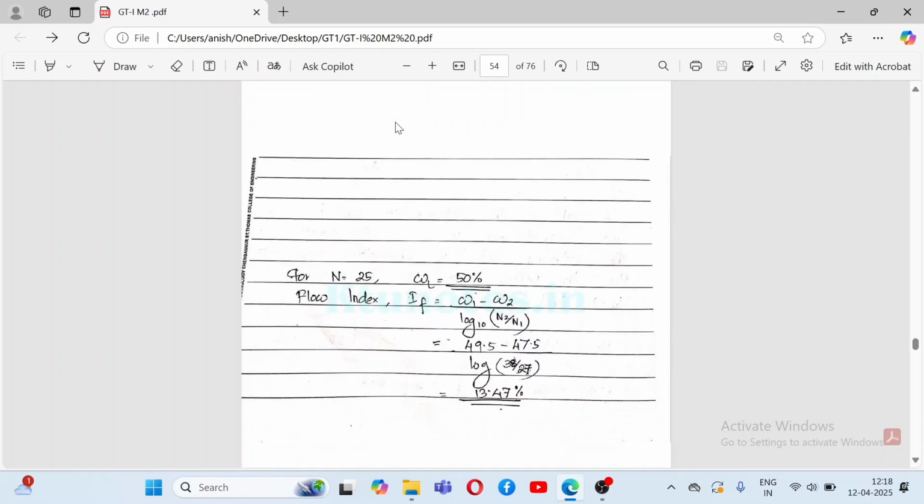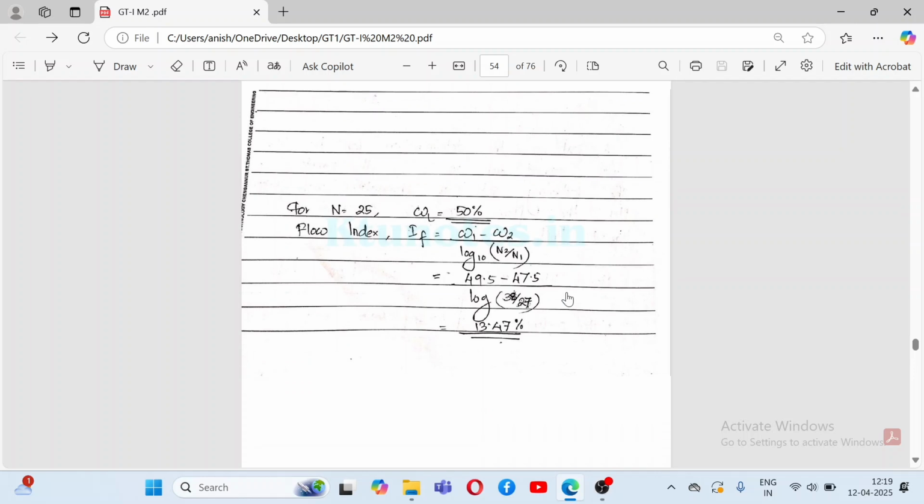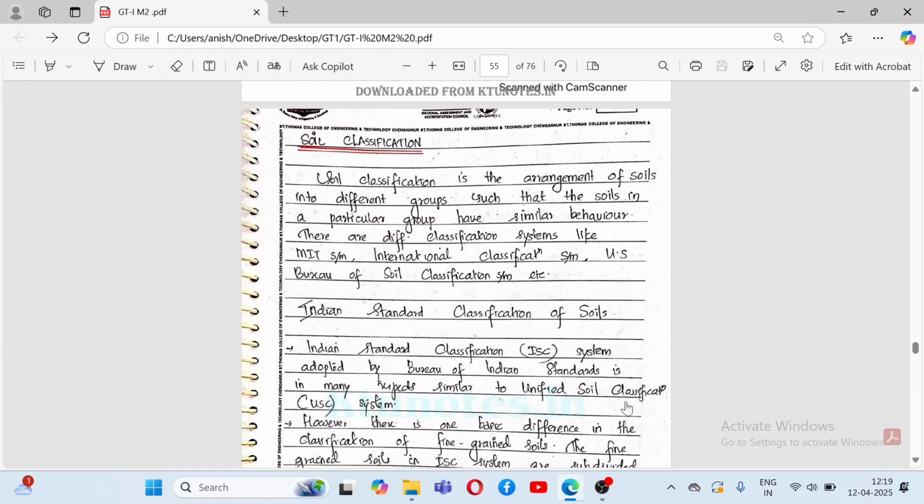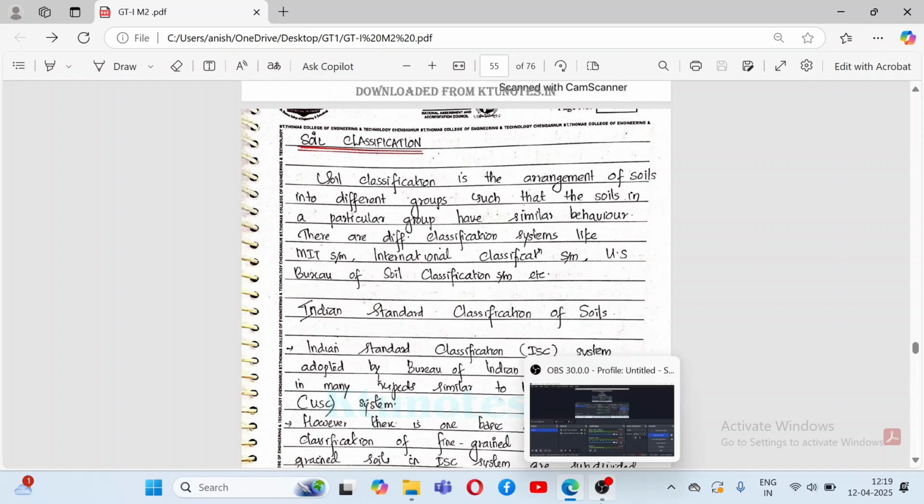For N25, whereas what was asked is to find the flow index, so Iw is equal to W1 minus W2 divided by log to the base 10 of N2 by N1. Here we have taken a random value of 38 blows as N2, and we take N1 as 27. The corresponding water content is also taken. So it is 49.5 minus 47.5 divided by log 38 by 27. That is your flow index. So that's it about the plastic limit and liquid limit. Next is soil classification.